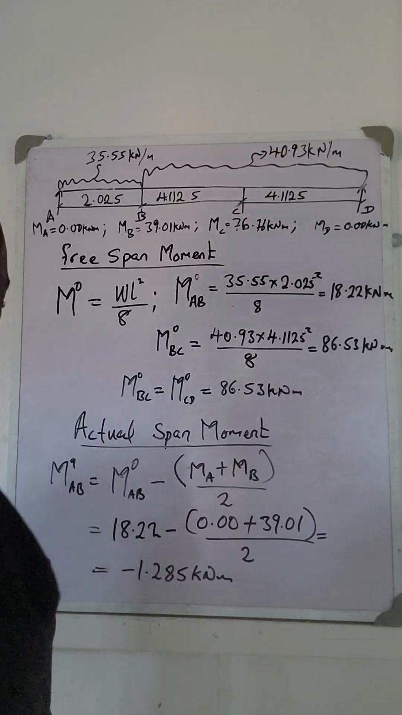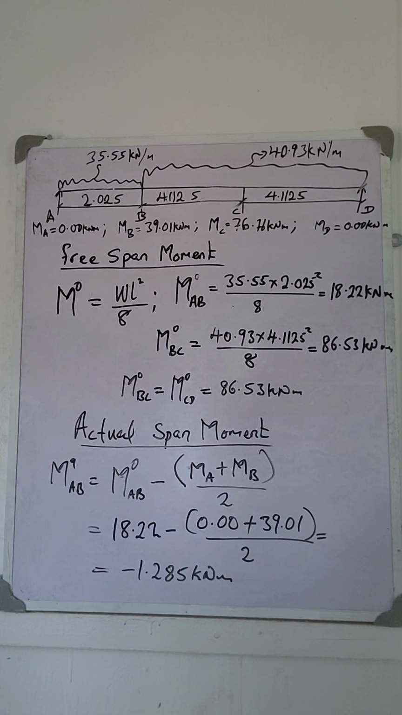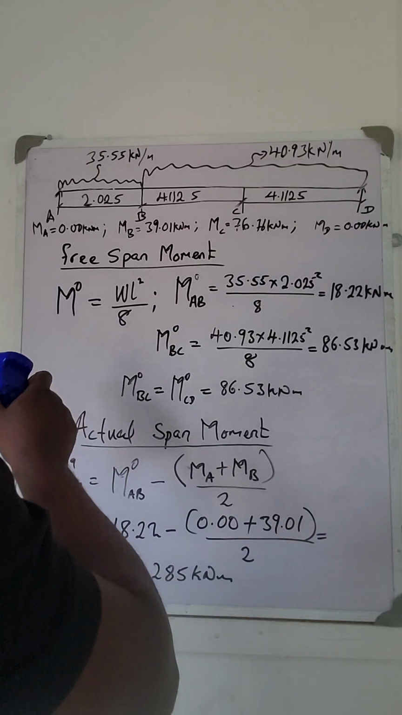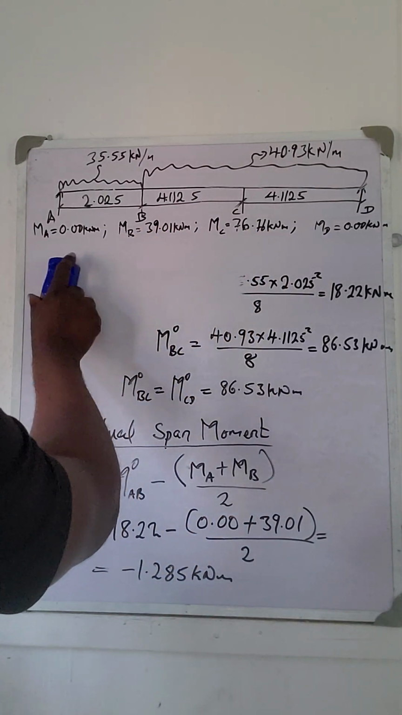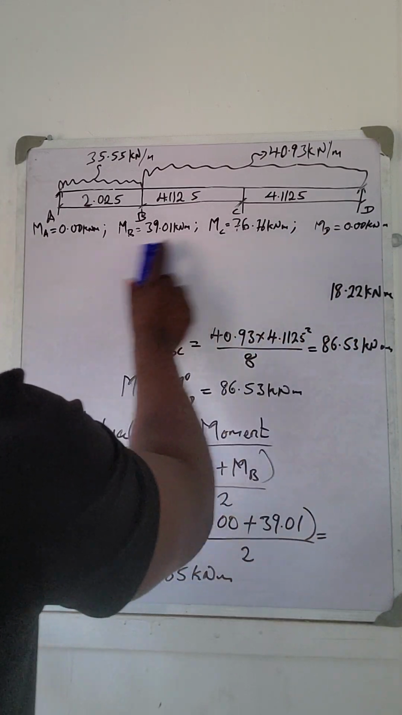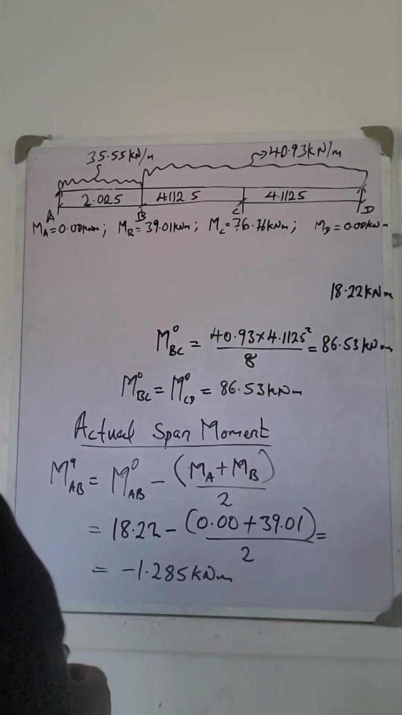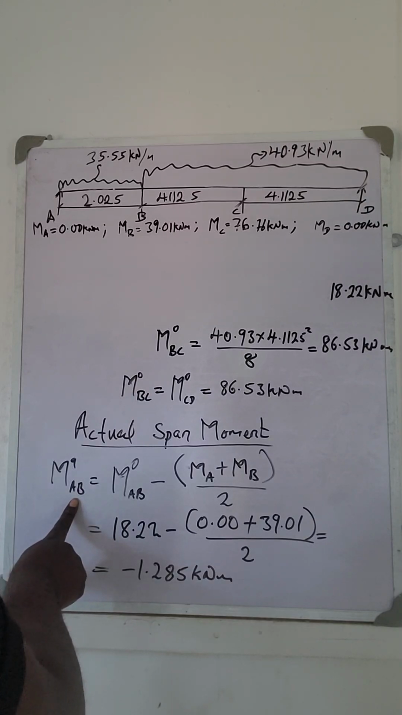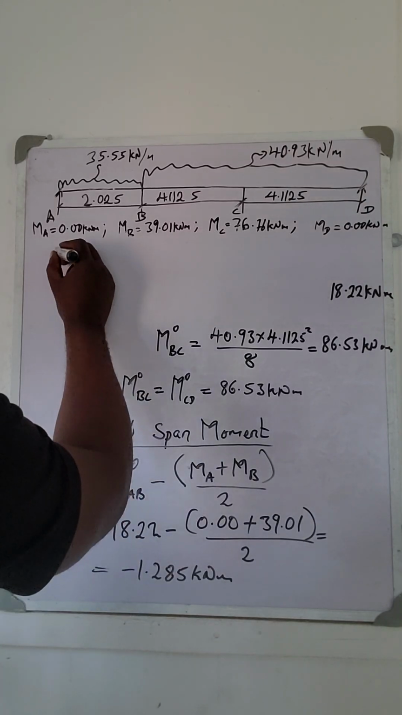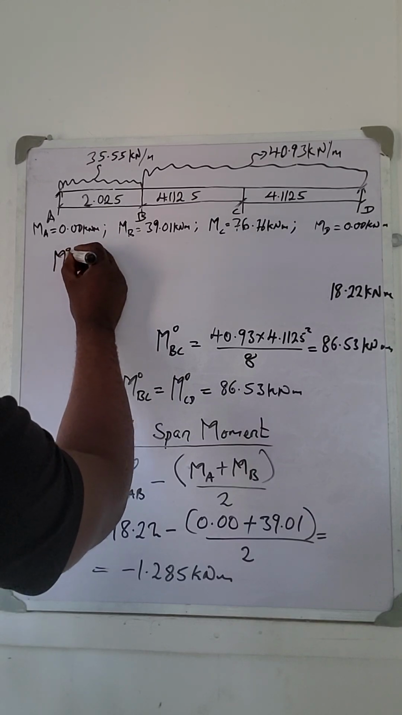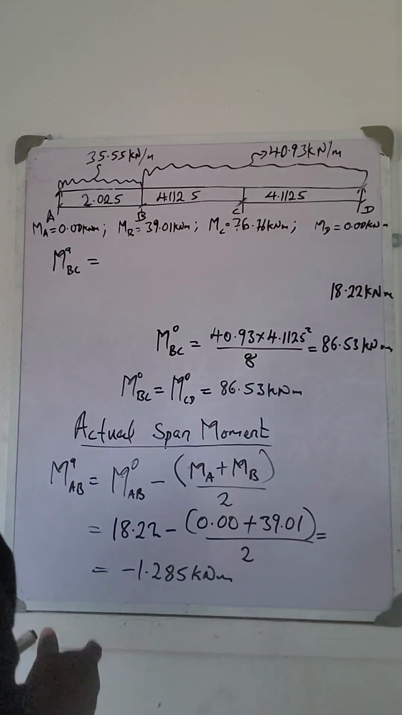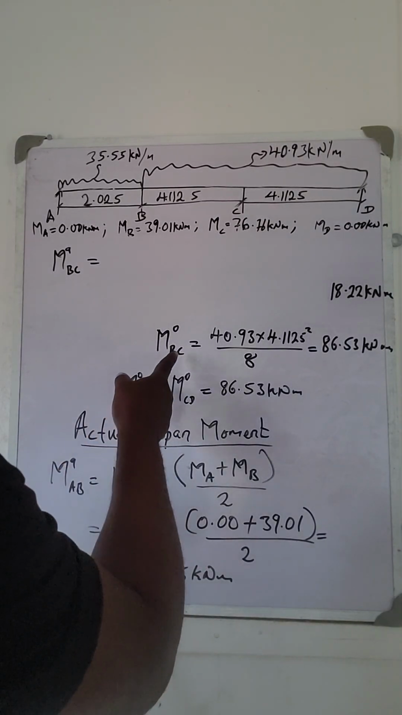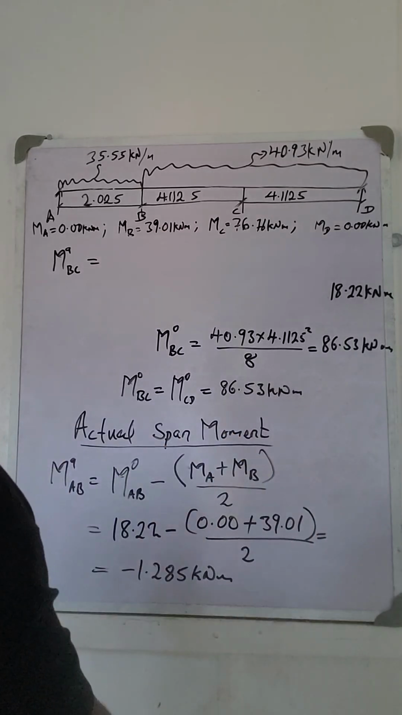All right. So we proceed. Let me clean this. We are done with actual span moment AB. So we are moving to actual span moment BC. This is equal to the free span moment BC, which is what? 86.53. Put it there.